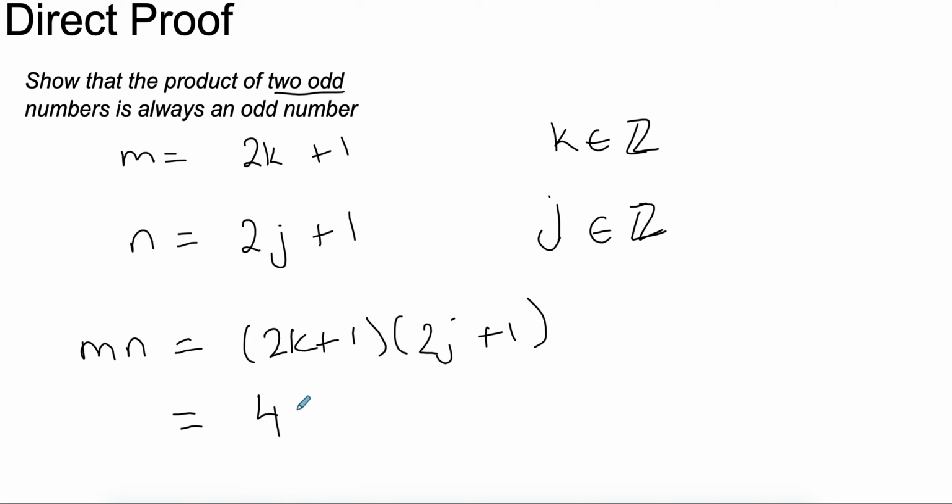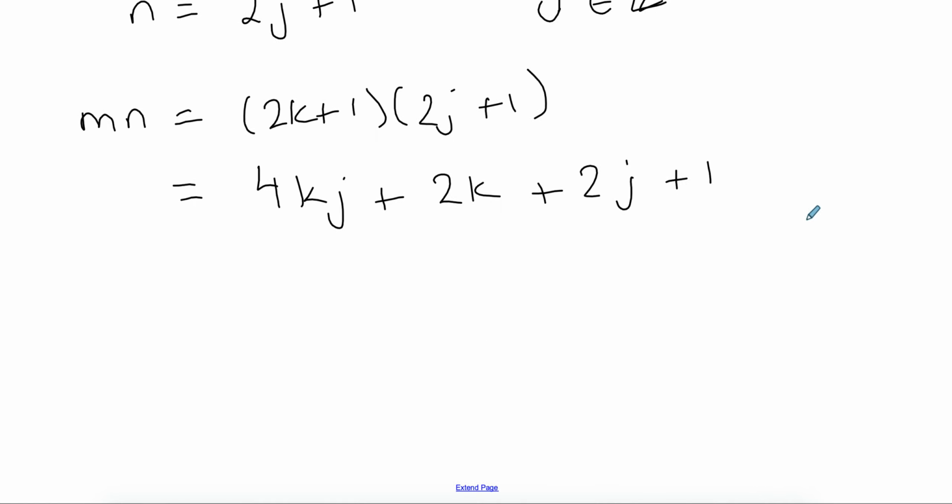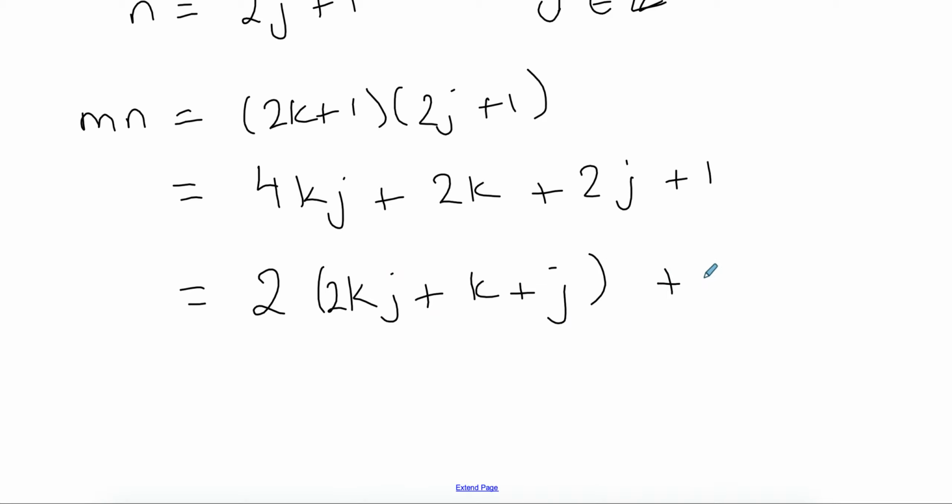Multiplying this out will give me 4kj plus 2k plus 2j. And if you notice, again, with the +1 at the end, we're going to use our skill of factorizing, so I can factor 2 out. This will be 2kj plus k plus j plus 1.